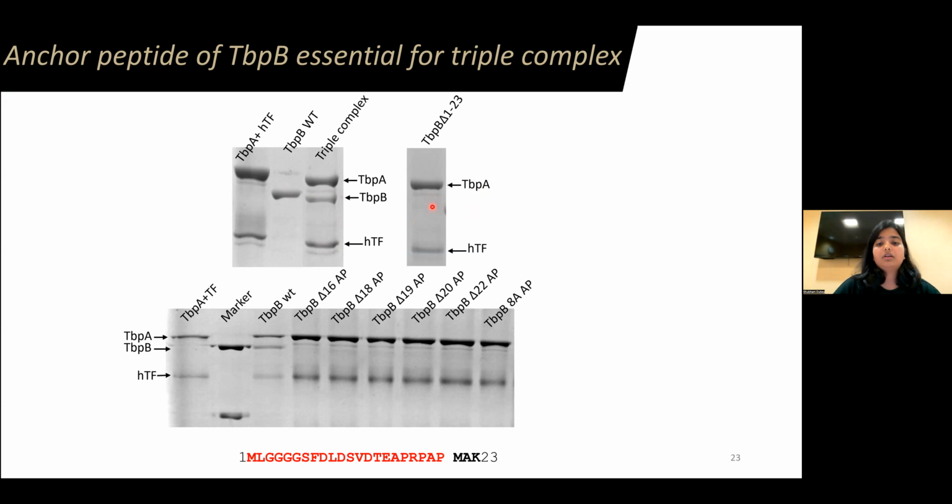Then we planned a bunch of other pull downs where we deleted the initial 16, 18, 19, 20, 22 residues, and again we were not able to see the triple complex. So these were just some additional studies that we did after getting the triple complex. But the original question stays there, which is: where is my iron? I tried not giving TON complex, I tried giving TbpB, where is the iron?